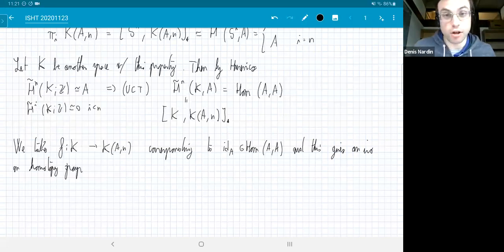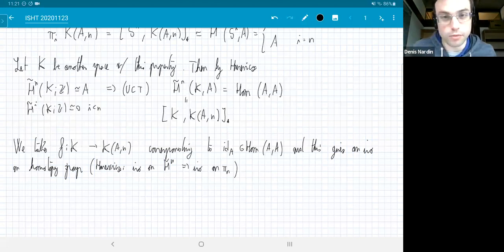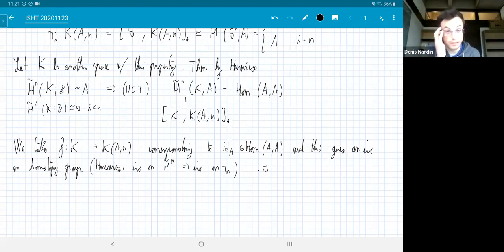Because it gives an iso on H tilde n by Hurewicz. Iso on H tilde n implies iso on pi n, and there are just no other homotopy groups to be checked. And so it is an equivalence. In fact, we found a canonical equivalence. We show that there is exactly one homotopy class of map from K to KAN that is the identity on pi n.